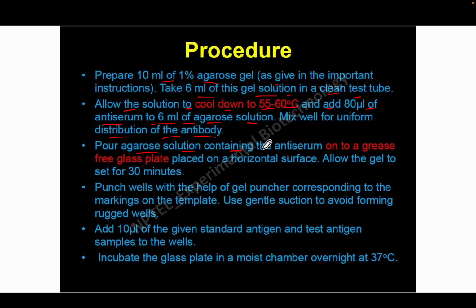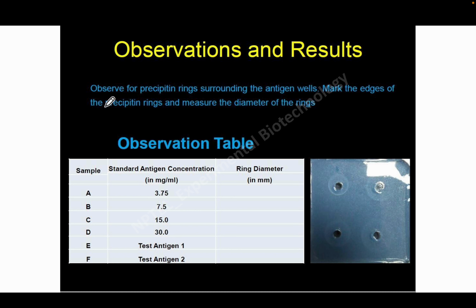Pour the agarose solution containing the antiserum onto a grease-free glass plate placed on a horizontal surface. Punch wells with the help of a gel puncture corresponding to the marking on the template. Use gentle suction to avoid forming ragged wells. Add 10 microliter of the given standard antigen and test antigen samples to the wells. Incubate the glass plate in a moist chamber overnight. Then what will happen? Observe the precipitin ring surrounding the antigen well. These are the antigen wells. Mark the edges of the precipitin ring and measure the diameter. You have to measure the diameter.